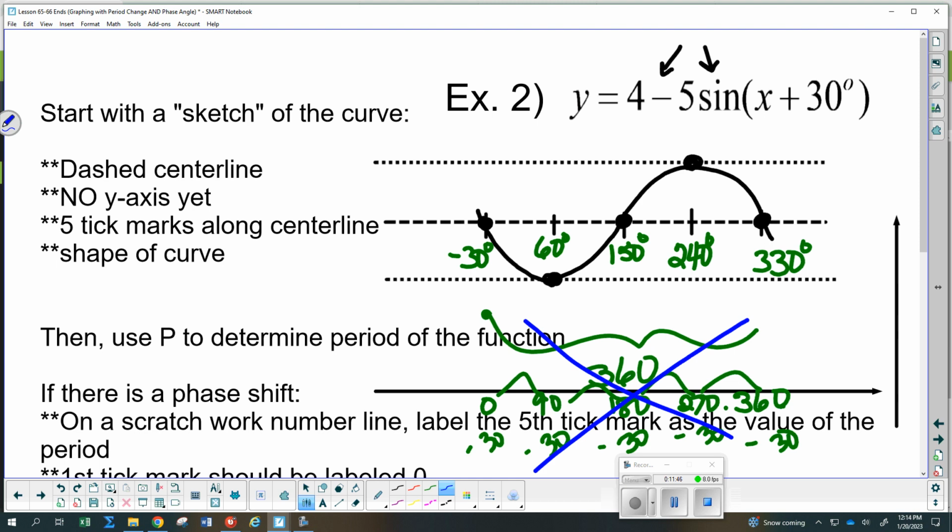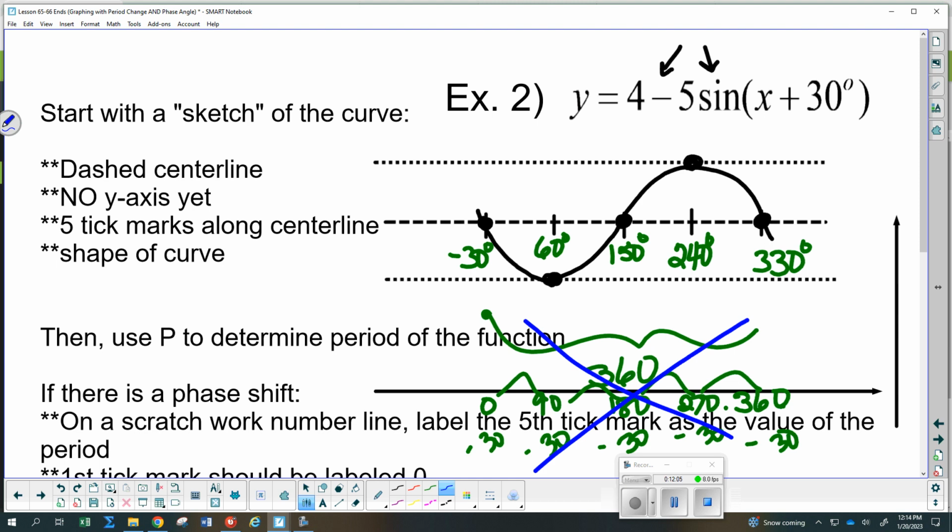Be sure your graph has at least 5 of these, every single one of them labeled. And I don't want to know where 45 degrees is, for example. I don't want to know things in between if they aren't maxes, mins, or center lines. But I want those 5 in a row that are.